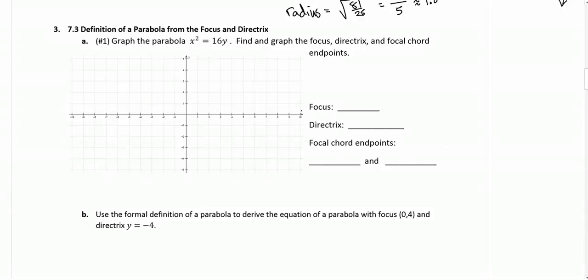Alright, number 3 is coming from section 7.3, the definition of a parabola from the focus and directrix. Part A is taken from number 1 from our worksheet or our homework. It says to graph the parabola x squared equals 16y. First step here is to solve for y. So I'm going to swap 16y and x squared, and it's really a 1 times x squared. And then divide by 16, and you end up with y equals 1 over 16 x squared.